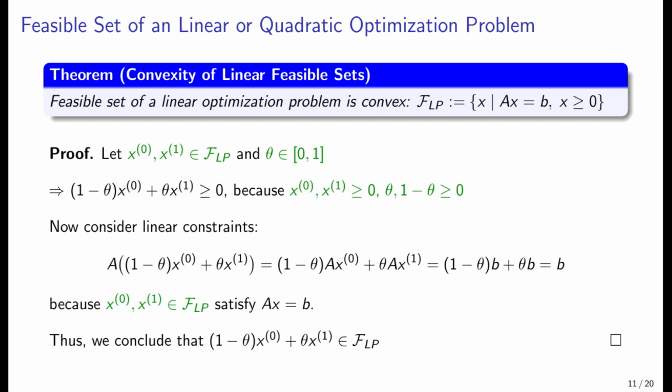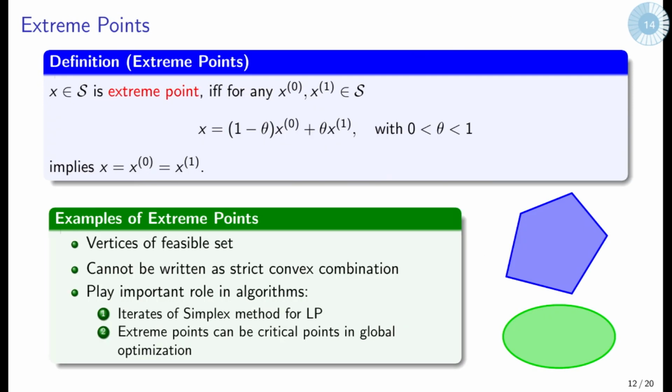So that means if I have 2 points in my feasible set, then the convex combination is also in the feasible set. That's it. It's very simple. These proofs are very simple, which makes it nice to do them.